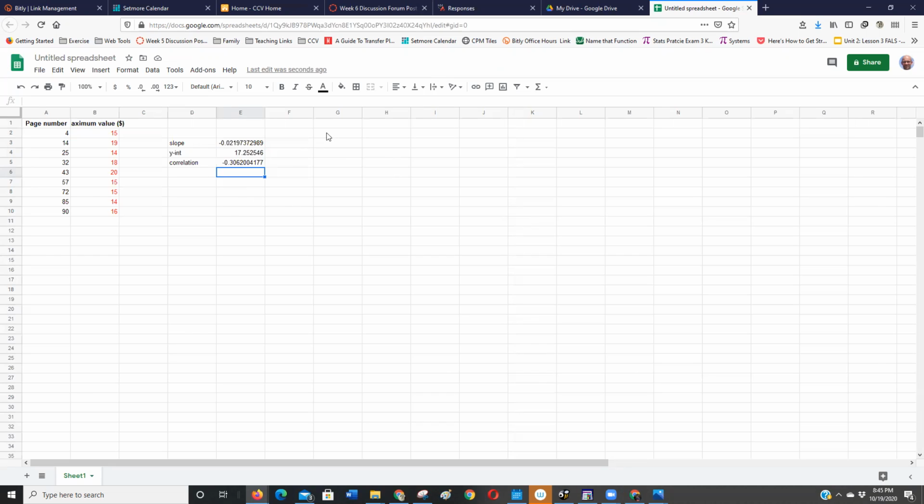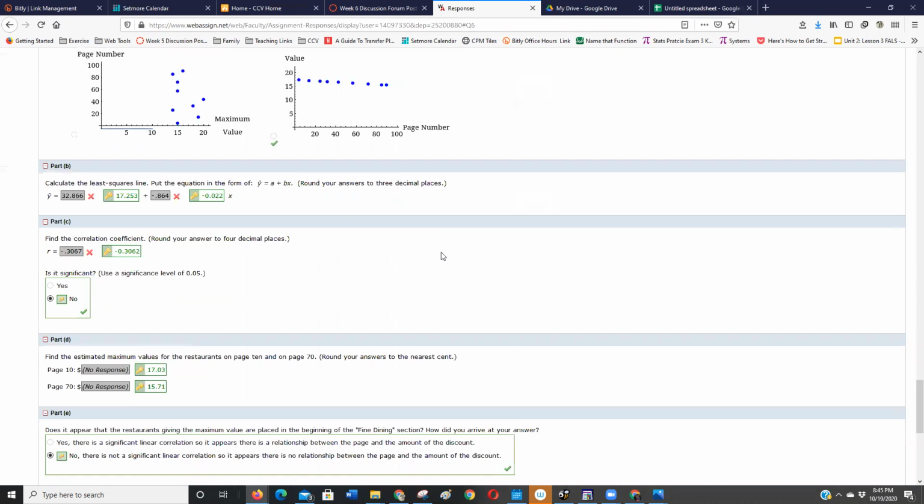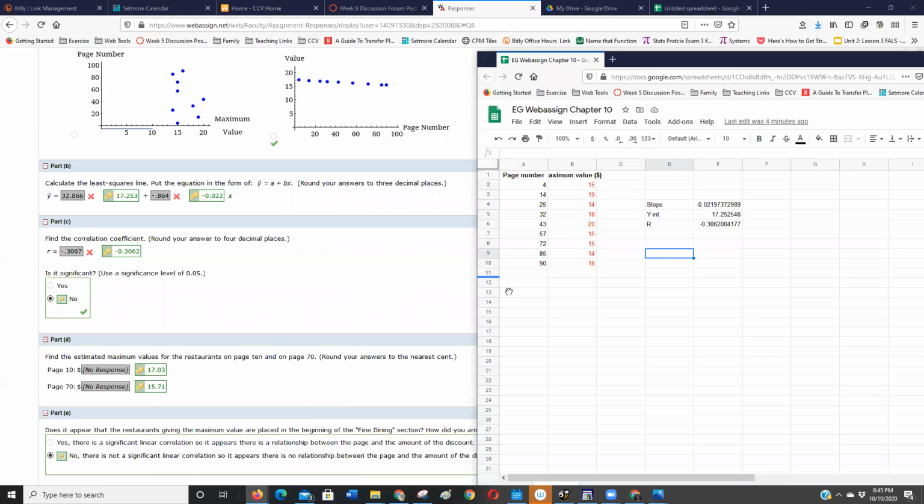And then it asks you, what does it ask you? There's the correlation. How do we use that regression equation to predict the max values on page 10 and on page 70? So let me come back to my spreadsheet so I can see those formulas. Let's see, where is it? Right there. All right. So I've got a regression equation now. I've got max value. I'll actually write this out.